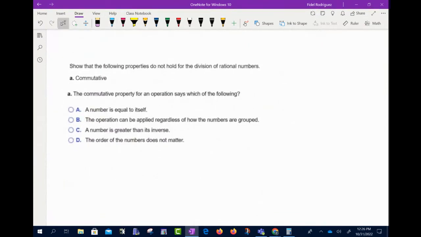Okay, so the next part says, show that the following properties do not hold for division of real numbers. Okay, commutative. So guys, it's been a little while since we talked about the commutative property, but I just want to show you what the commutative property says. For addition, the commutative property just says 3 plus 2 is the same thing as 2 plus 3, okay? So what did I really do here? All I did is switch the order, right? I know if I have 3 plus 2, that's really the same thing as 2 plus 3.